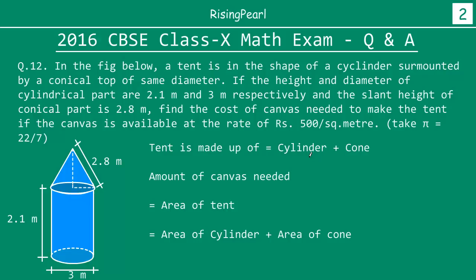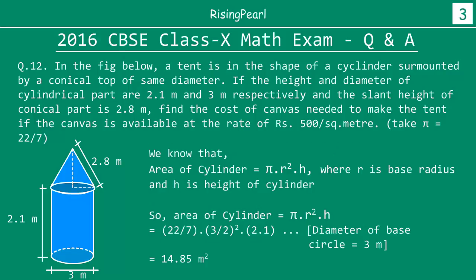The tent is made up of cylinder plus cone. So the amount of canvas we need is equal to the area of the tent, which is the area of the cylinder plus the area of the cone. Now we know that the curved area of a cylinder is 2 pi r h, where r is the base radius and h is the height. Pi has been given in the question as 22/7, so we are going to stay with that.